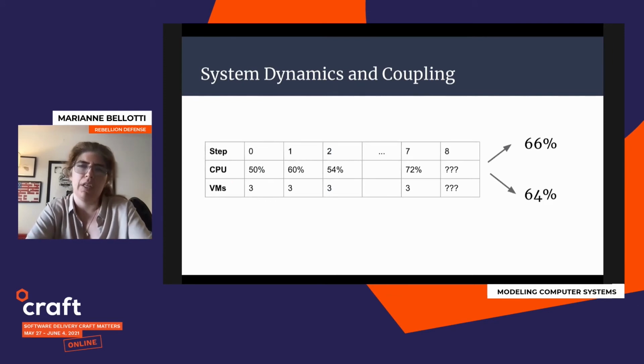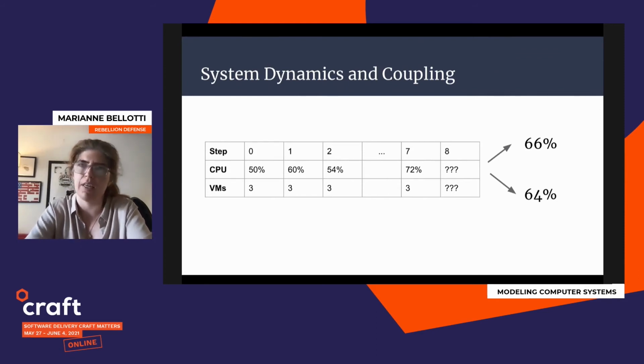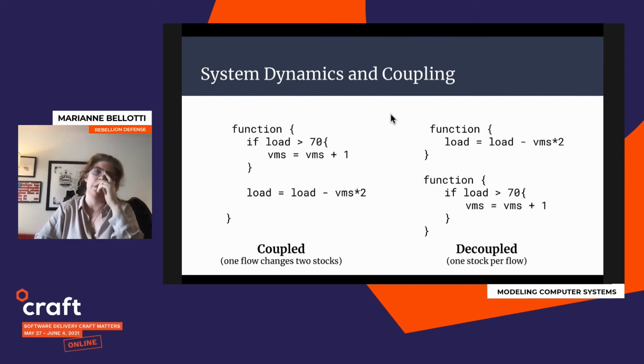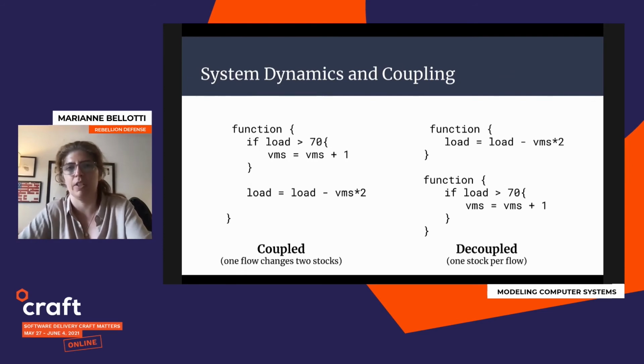But as we run that simulation, we inevitably get to a place where we're over 70% utilization on one of our pool of VMs. What is the next state? Is the next state a 66% number, or a 64% number, or is it something else? The answer to that question really depends on the interactions of this load balancer, what is happening when, and how coupled these actions are together.